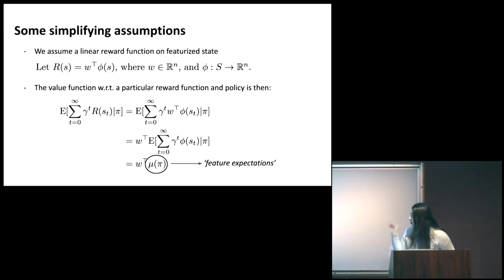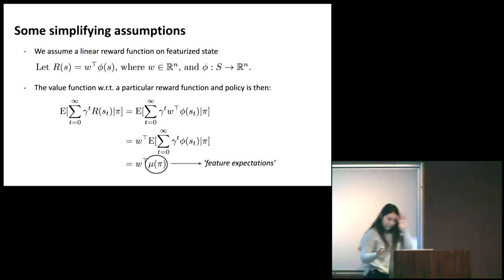And under this formulation, we have that the value function with respect to a particular reward function and policy is given by the classic expected discounted sum of rewards on the left, under a certain policy and evaluated with the particular reward function. So if we just sub in R on the right here, we get W transpose phi. And then because W is not random and it's linear, we can just pull it out of the expectation. And now we have W transpose times this expectation of the discounted sum of feature vectors. We'll call this the feature expectations, which will become relevant in just a bit.